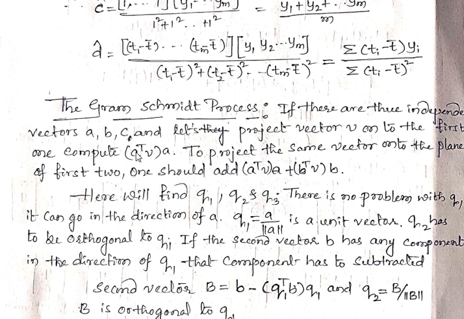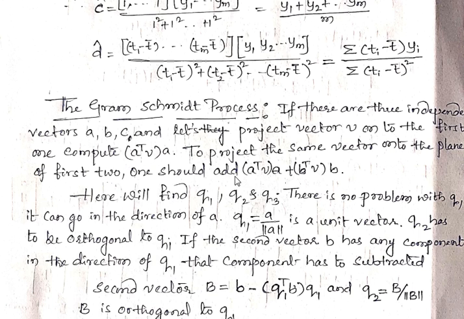If we project a vector V onto the first one, we compute A1, A transpose V into A. So this is also one of the methods to find the values. In the Gram-Schmidt method, we find the orthogonal vectors for this matrix.